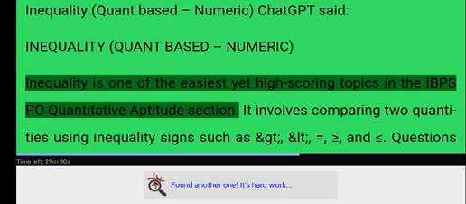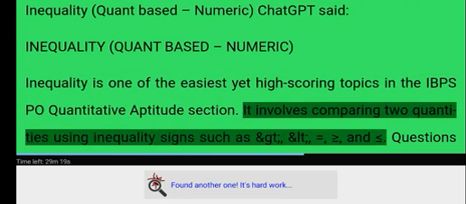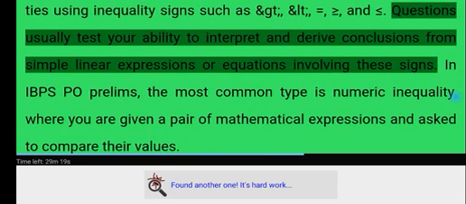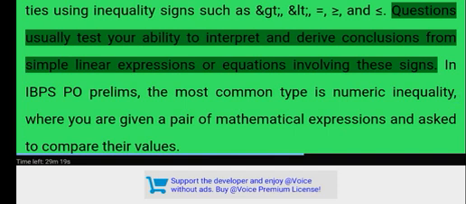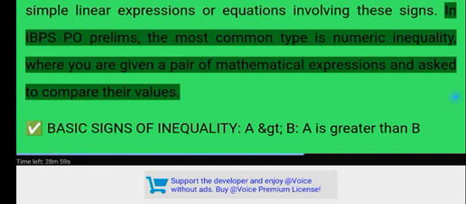Inequality is one of the easiest yet high-scoring topics in the IBPS PO quantitative aptitude section. It involves comparing two quantities using inequality signs such as greater than, less than, equals, greater than or equal to, and less than or equal to. Questions usually test your ability to interpret and derive conclusions from simple linear expressions or equations involving these signs. In IBPS PO prelims, the most common type is numeric inequality, where you are given a pair of mathematical expressions and asked to compare their values.